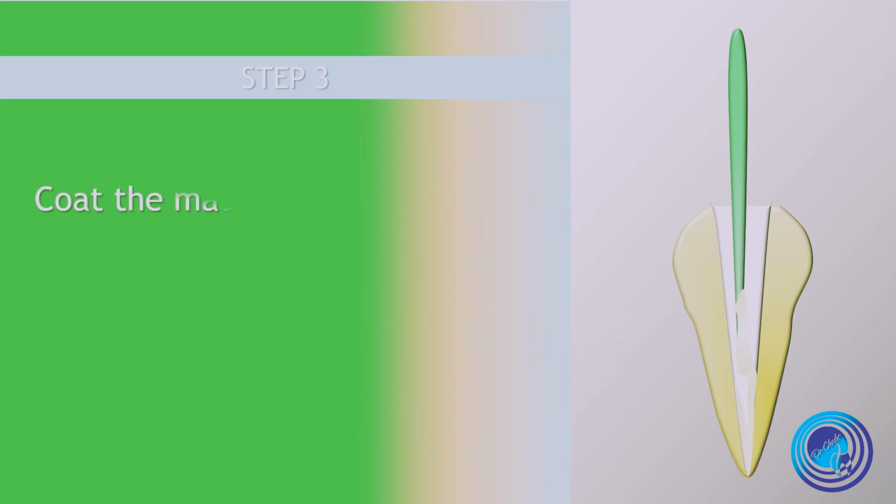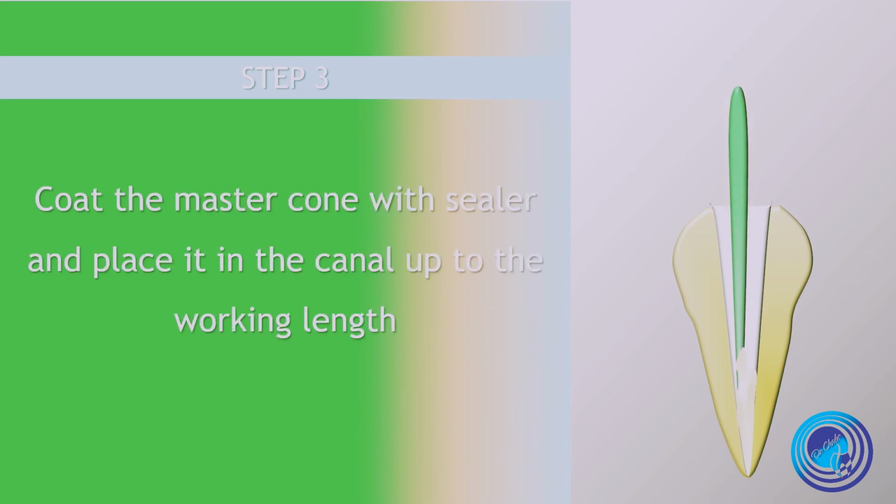Moving to step 3. Pick up the selected master cone, coat it with the sealer at the apical area and place it into the canal up to the correct working length.